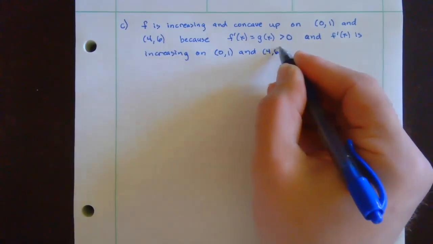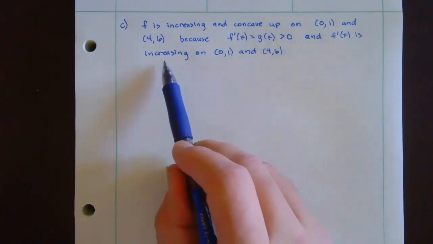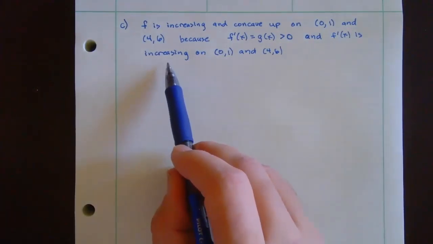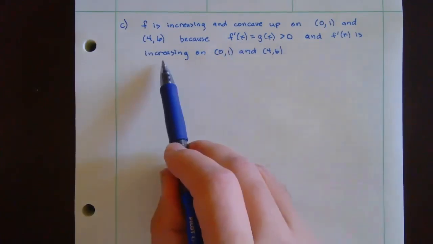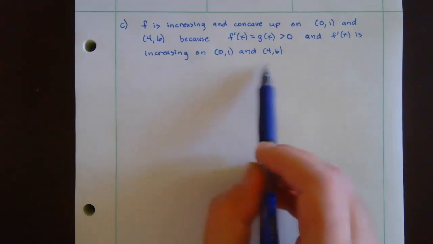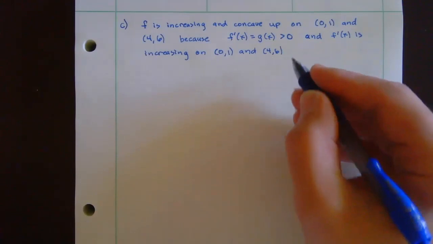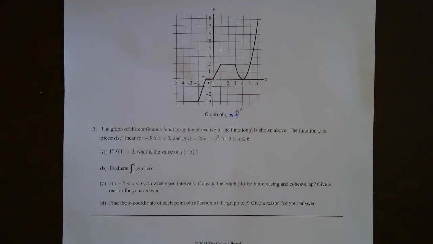4 to 6. So basically by saying f prime is greater than 0, that's saying above the x-axis. And f prime is increasing means f double prime is positive. So here f prime is positive and f double prime is positive because f prime is increasing on these two intervals. And that's why we can say f is increasing and concave up on those two intervals. And that's all you have to say for part C. Let's go on to part D. So for part D, it says find the x-coordinate of each point of inflection of the graph of f.